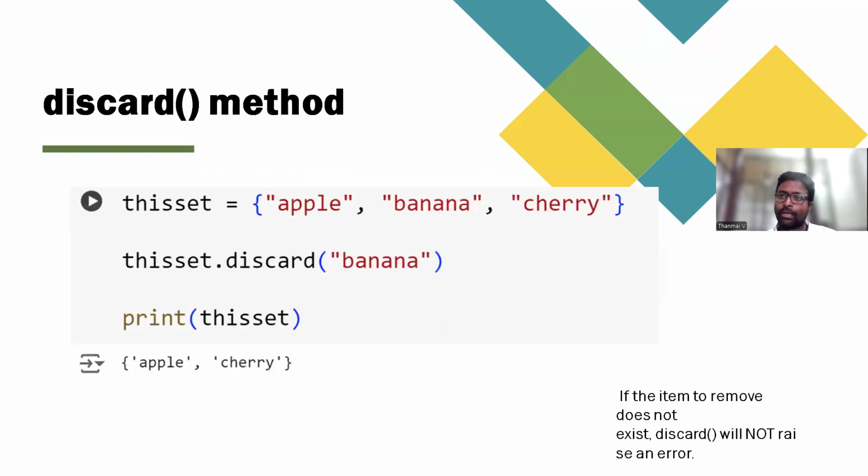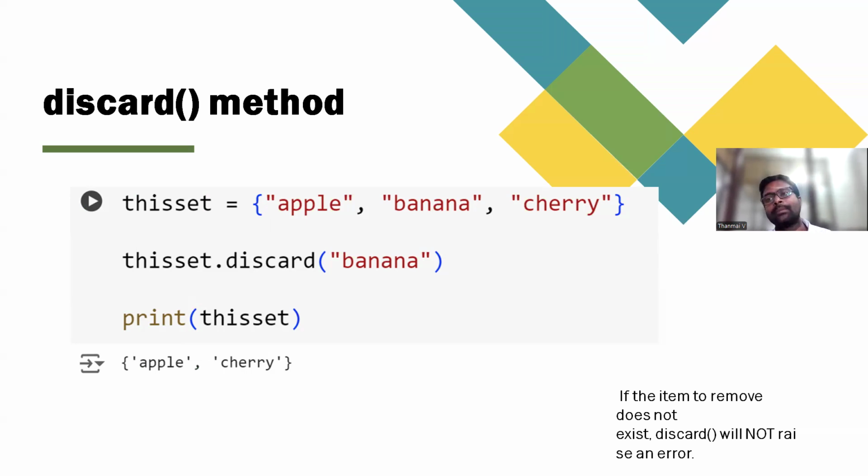And you can use discard also. Again, go with this set. It contains apple, banana, and cherry. And this set dot discard. What are we going to discard from this set? I want to discard the banana element from the given set. Then if I print the set again, what happened? You have only apple and cherry. Banana is not visible because banana is discarded from the given set.